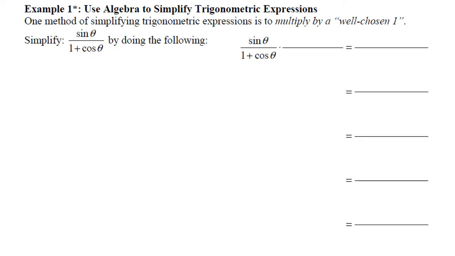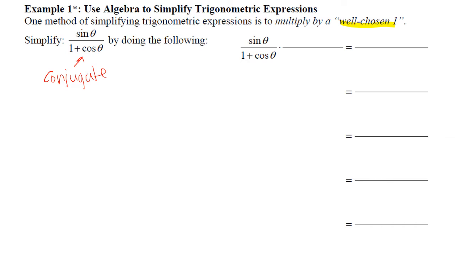All right, so let's choose our first example, and we're talking about that well-chosen one. Again, your fancy one. So your fancy one that's going to make this work. If I have sine theta over 1 plus cosine theta, what we want to try to do is change this to something that is factorable, or make it look like one of our identities. And so we can use its conjugate.